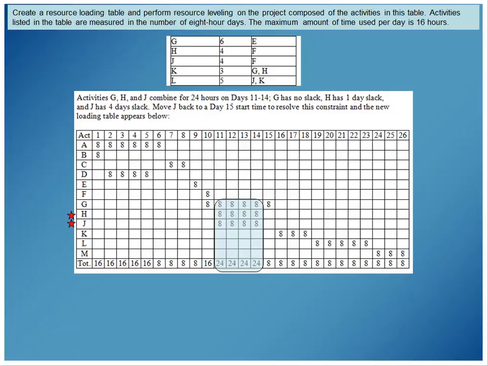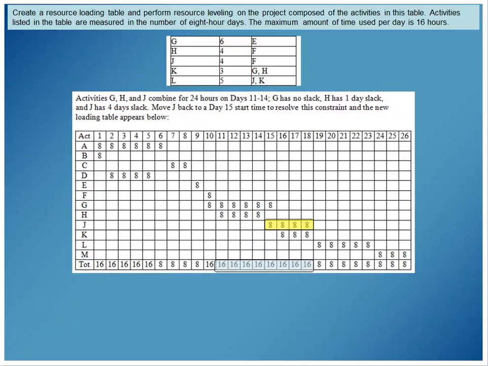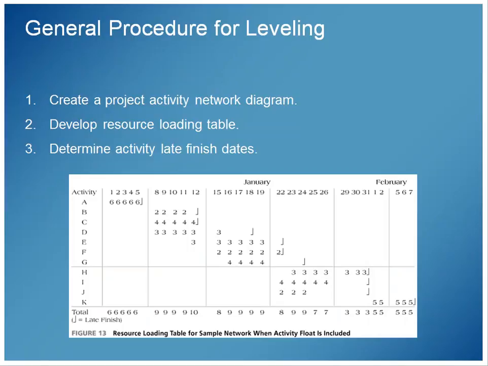So H and J have slack. H has 1 day and J has 4 days. Moving J makes the most sense, because moving 1 day would help me with 11, but wouldn't help with 12, 13, 14. So I'm going to take those 4 days and move them, and I can look at my totals after doing so. I can see, yes indeed, 11, 12, 13, 14 are now good to go, and where the move occurred, those days, 15, 16, 17, 18, they're still within range as well. So we were able to do that, leveling that way.